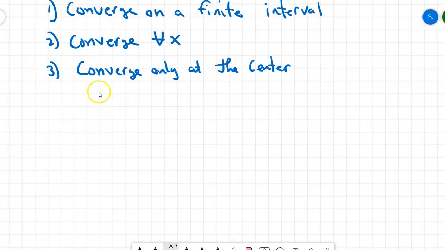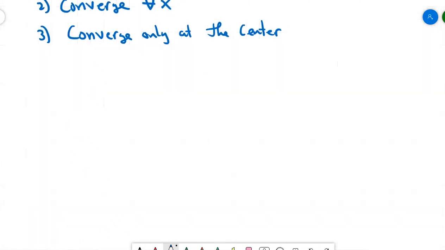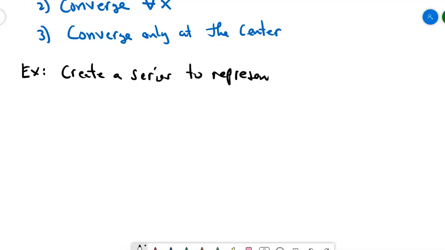Now, we can build our own power series as long as they're power series that are based in some way on 1 over 1 minus x. So let's try to create a power series for 1 over 1 plus x. All right, so let's take a look at an example. Create a series to represent 1 over 1 plus x.